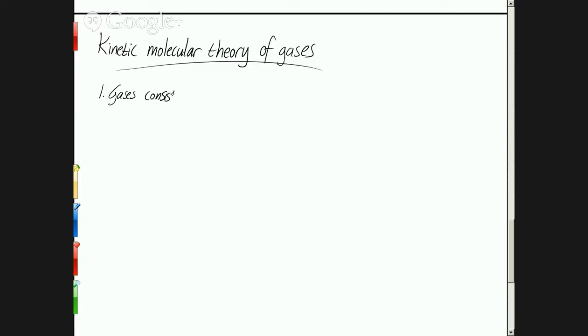Gases consist of small particles, right, atoms or molecules, that move randomly with high velocities. So we're going to say, okay, gases are tiny particles moving in all possible directions randomly, really fast.